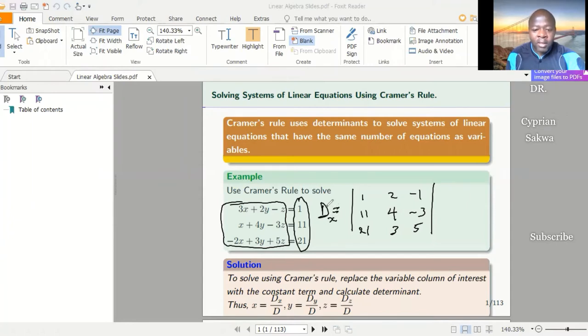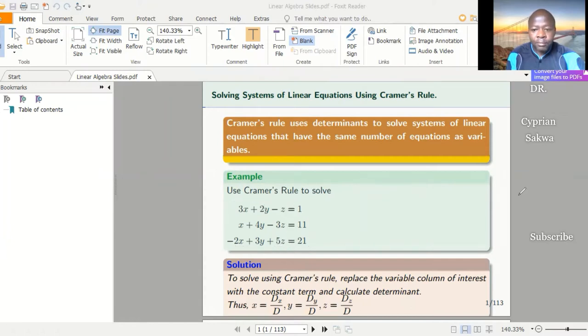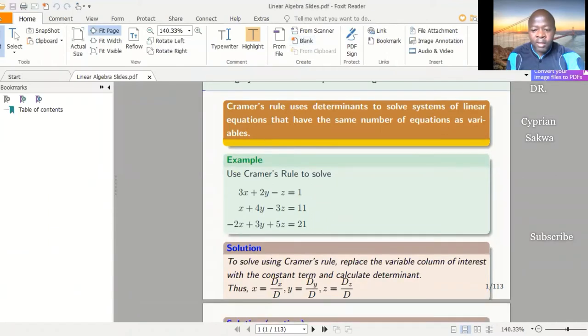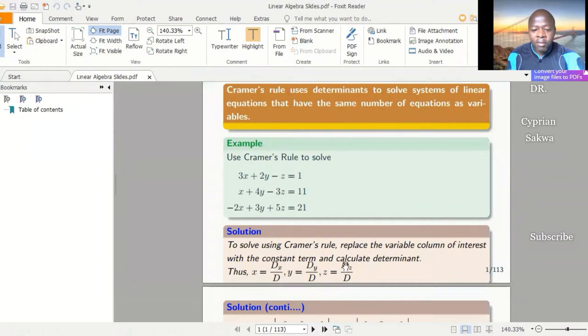So if I want the determinant with respect to y, I'll replace this column of y with the constants, and the other columns remain over here. So let's look at this example and how it's done. So the question is, use Cramer's rule to solve this. And I've already said that we will want to find dx, then divide it by d, then dy divided by d to give us the value of y, then dz divided by d shall give us the value of z.